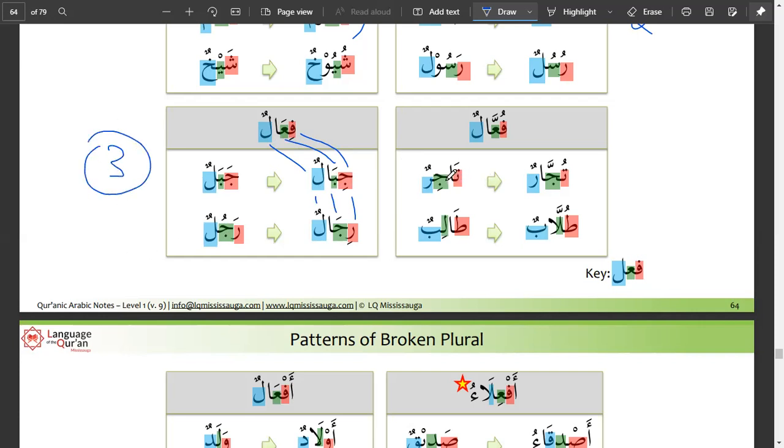And pattern number 4 is tajirun, tujarun. This is on the pattern of fu'alun. Fu'alun. Tajirun, tujarun. Ta is fa, jim is ain, and ra is lam. Tujarun. Tajirun, tujarun. Talibun, tulabun. Here you see they have the same pattern, on the pattern of fu'alun. And this is pattern number 4.